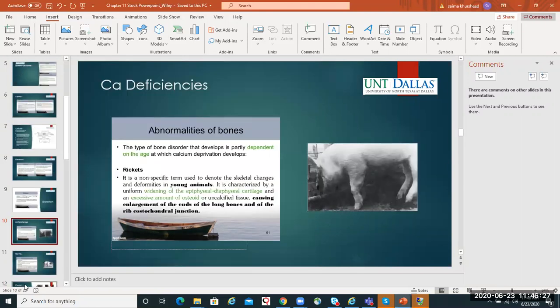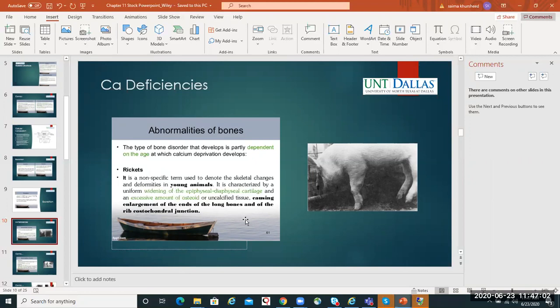So there are a lot of deficiencies that occur because of the calcium deficiency. So deficiency symptoms that occur because of the deficiency of calcium. So there are some abnormalities of bones. We might call it rickets. The type of bone disorder that develops is partly dependent on the age at which the calcium deprivation develops. Talking about the rickets, that's the abnormality of bones, that's one of the symptoms of calcium deficiency.